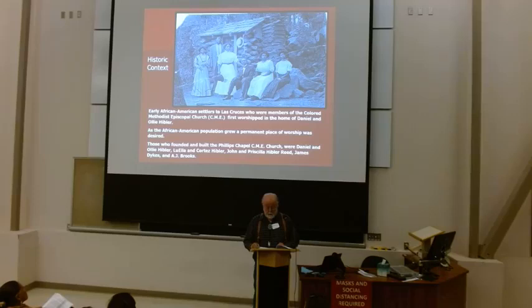Ollie told Daniel she would marry him on the condition that they bring their minister from the Phillips CME Church. At that time it was the Colored Methodist Episcopal Church, later called the Christian Methodist Episcopal Church, and they started the first church in their home.